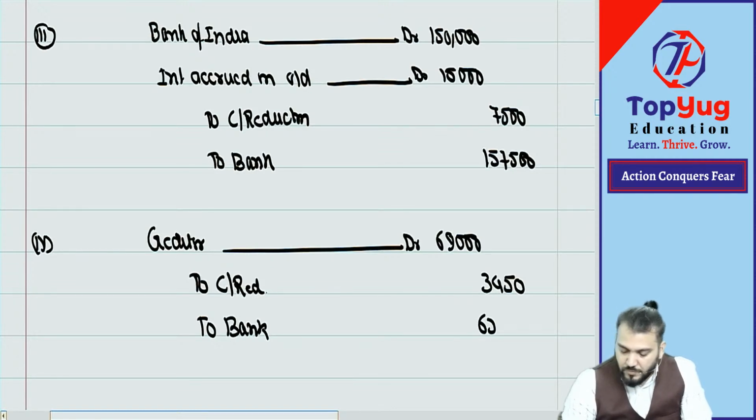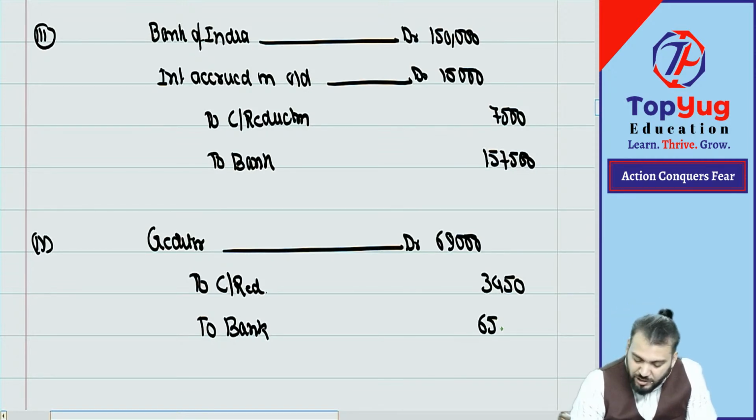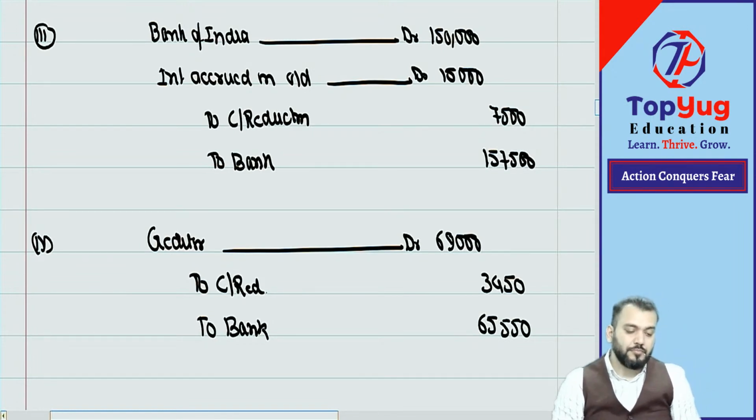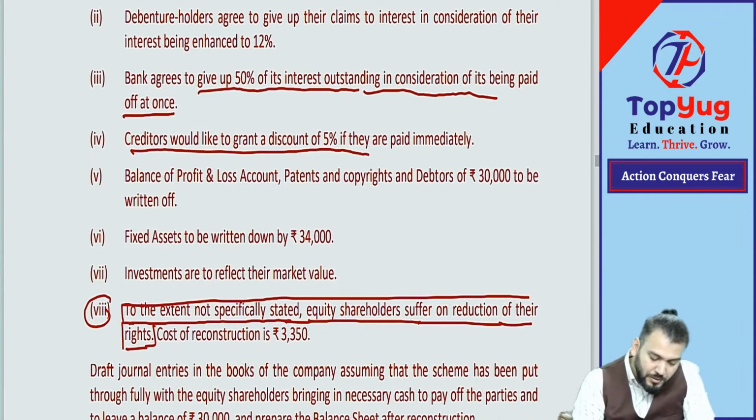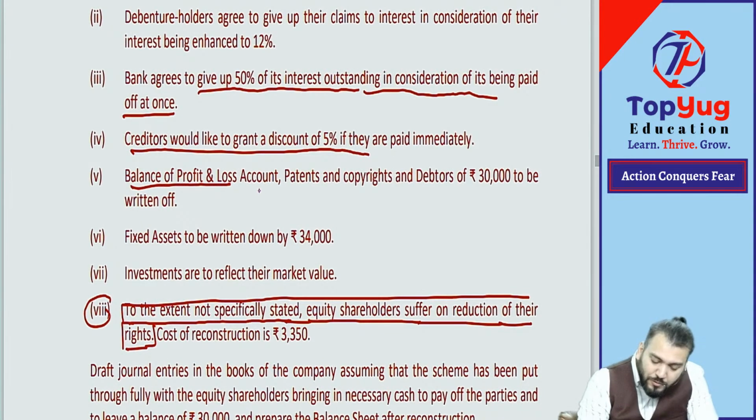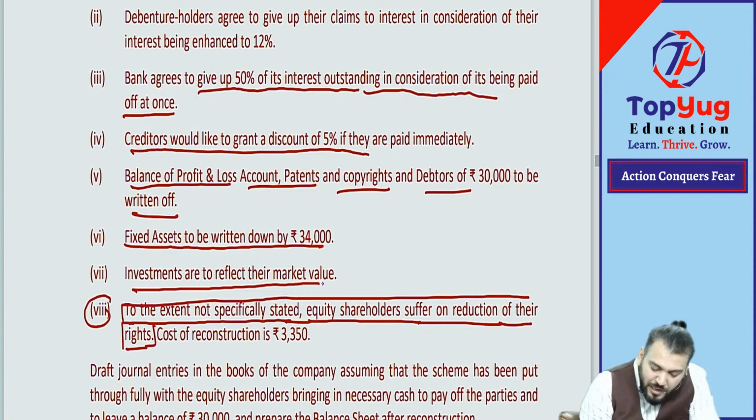This is 65,000 550. Okay, got it. Then the balance of the PL account, patent, copyright, and data to be written off. Fixed asset to be written down by 34,000. Investment is to reflect at market value.